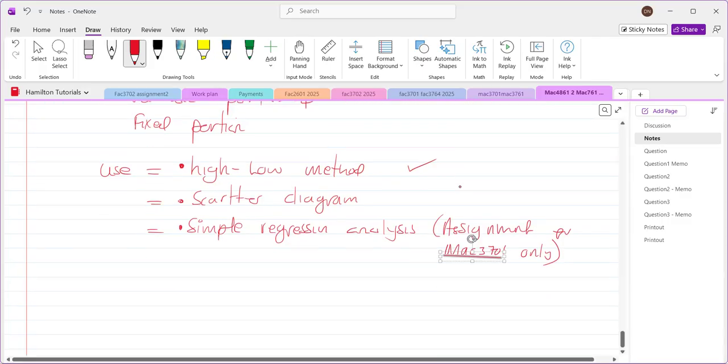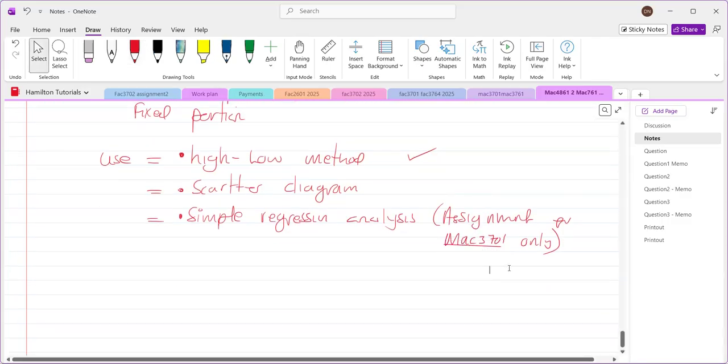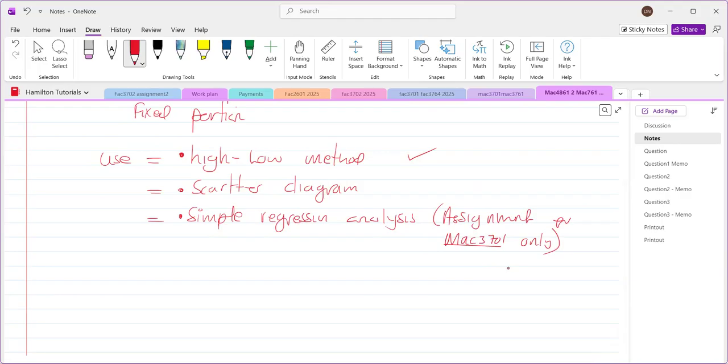But don't worry too much. I do cover that in another module, MAC 2601. When I'm covering simple regression analysis in MAC 2601, I will invite you there so that we can cover it together for the purpose of the assignment.